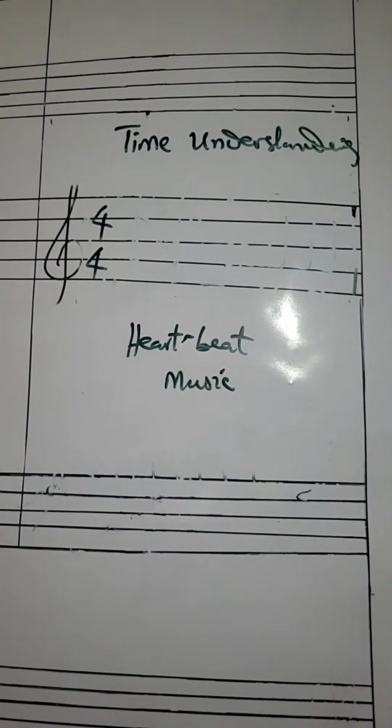My lines are E, G, B, D, and F. The spaces are F, A, C, and E. Next thing you need to know is the kind of notes. Already we've established that. We've known the different kinds of notes now.